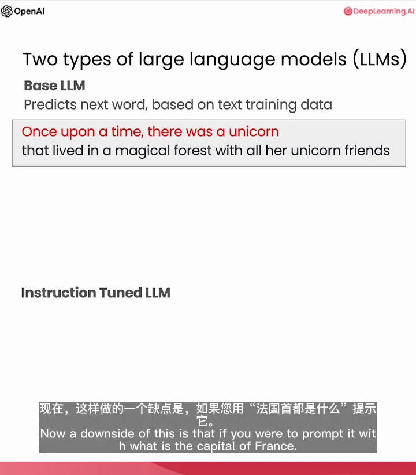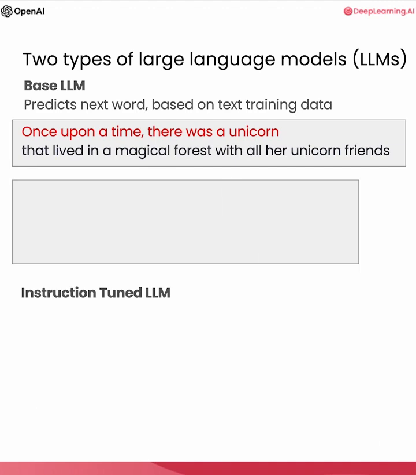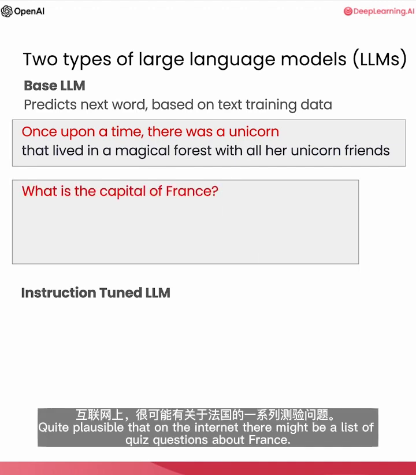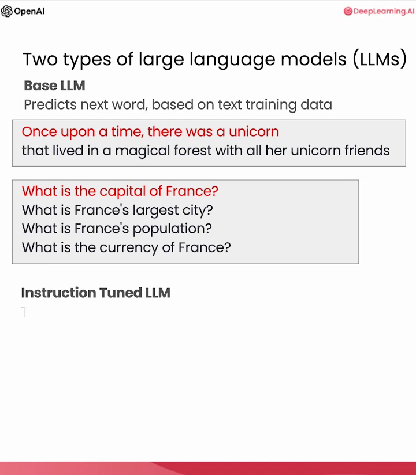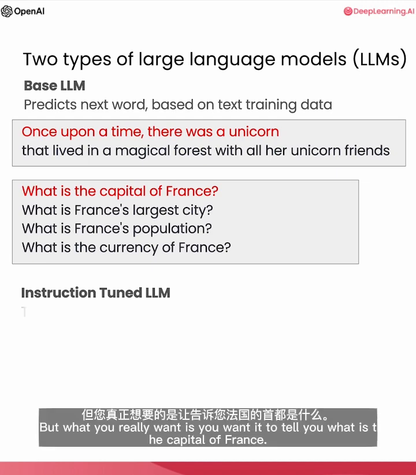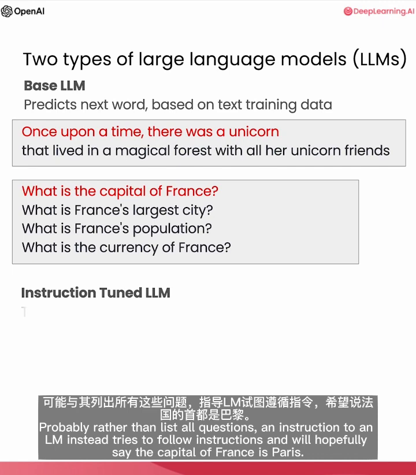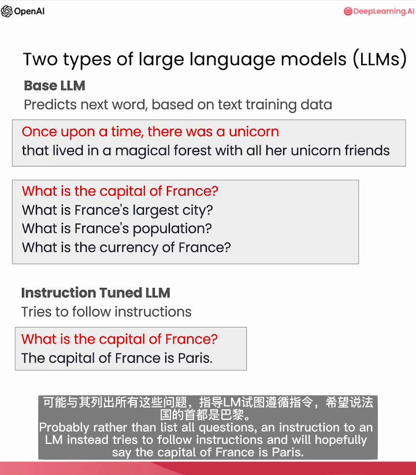Now, a downside of this is that if you were to prompt it with "What is the capital of France?", it's quite plausible that on the internet there might be a list of quiz questions about France. So it may complete this with "What is France's largest city? What is France's population?" and so on. But what you really want is for it to tell you what the capital of France is, probably, rather than list all these questions. So an instruction-tuned LLM instead tries to follow instructions and will hopefully say the capital of France is Paris.